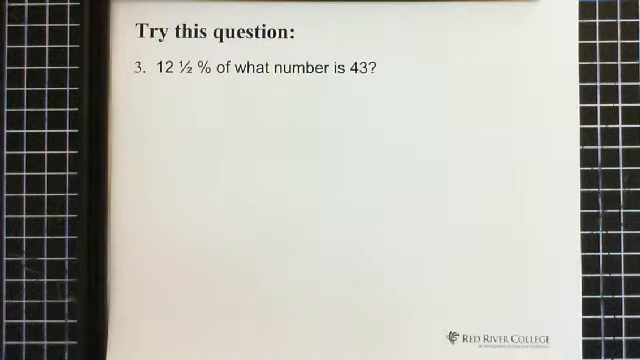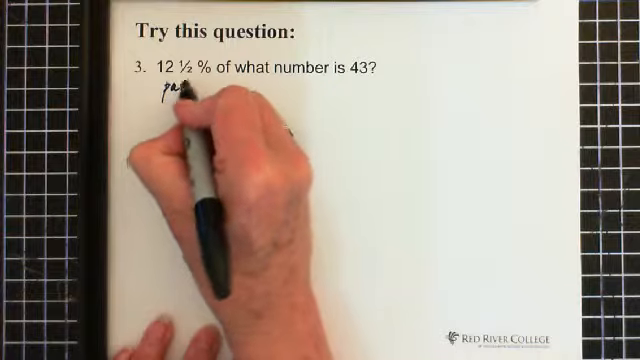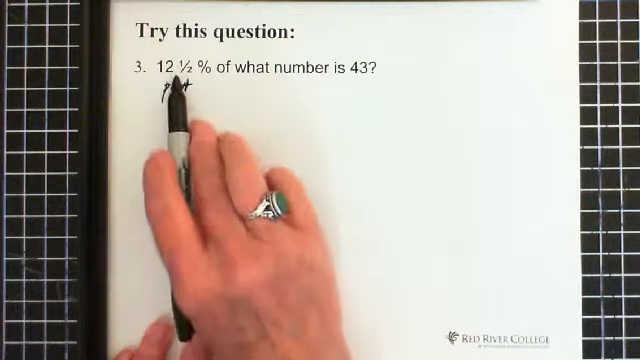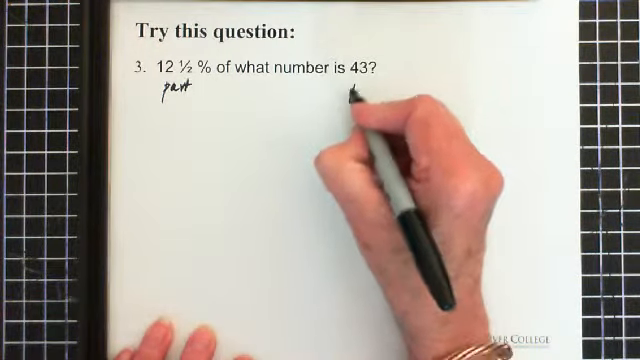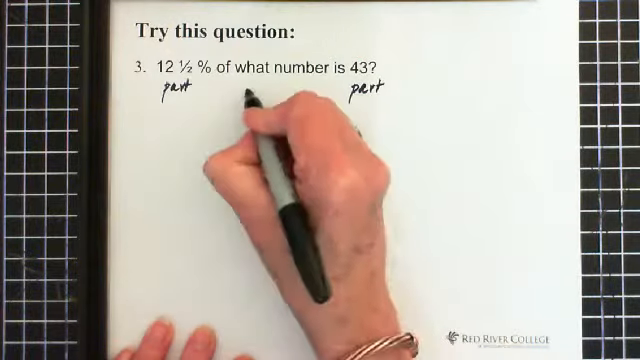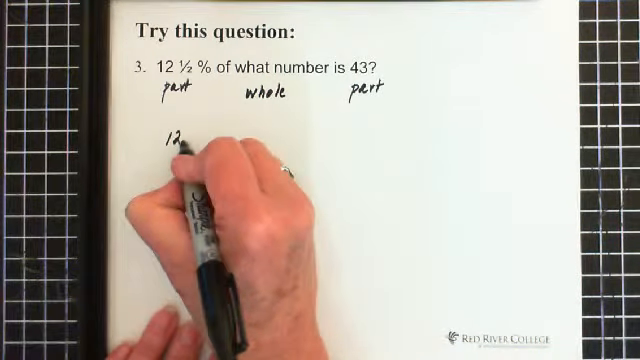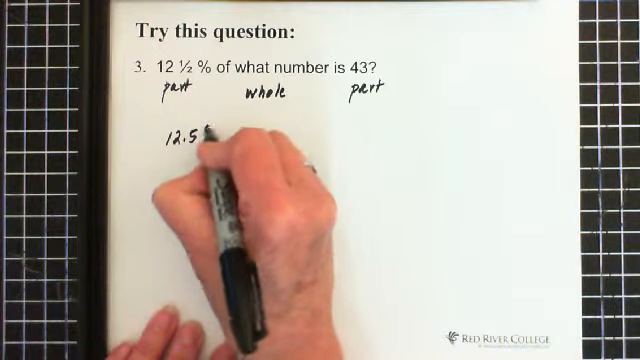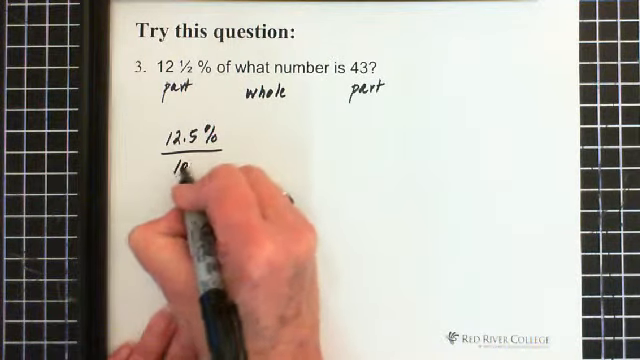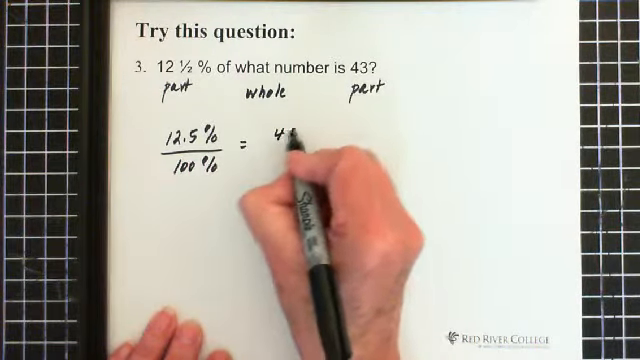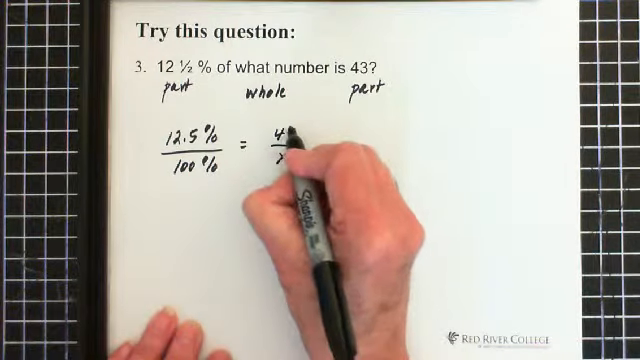All right, 12.5% of what number is 43? So again, this is the part. Basically 12.5% of something is 43. So the 12.5% is the 43, and that's the part as well. And this piece that we don't know is the whole. So we have 12.5% over 100% equals 43 over our unknown whole, okay?